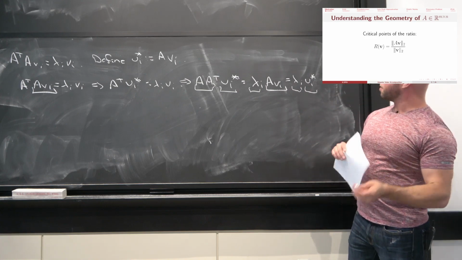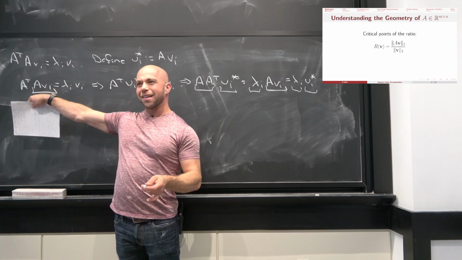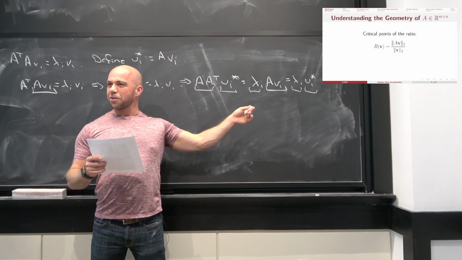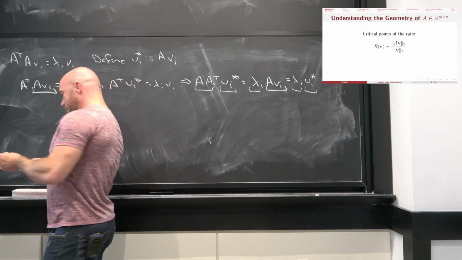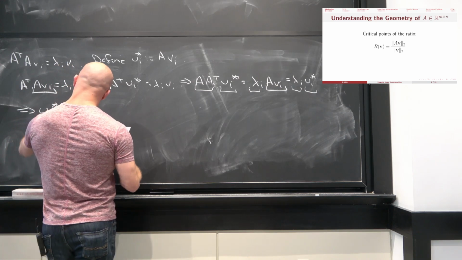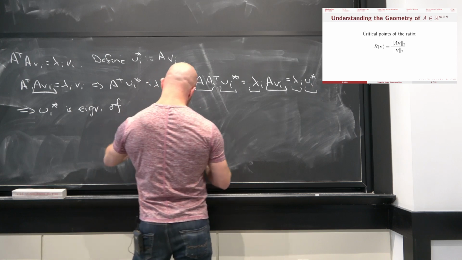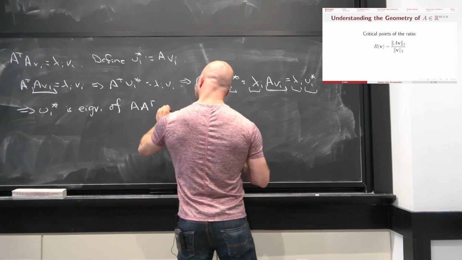However, there's one case I have to be the tiniest bit careful about, which is the case where A times v is equal to 0, right? In that case, I have not shown that I have an eigenvector. I've just shown that 0 times something is equal to 0. Okay, so in particular, what I've shown is that ui star is an eigenvector of A A transpose when it's non-zero.